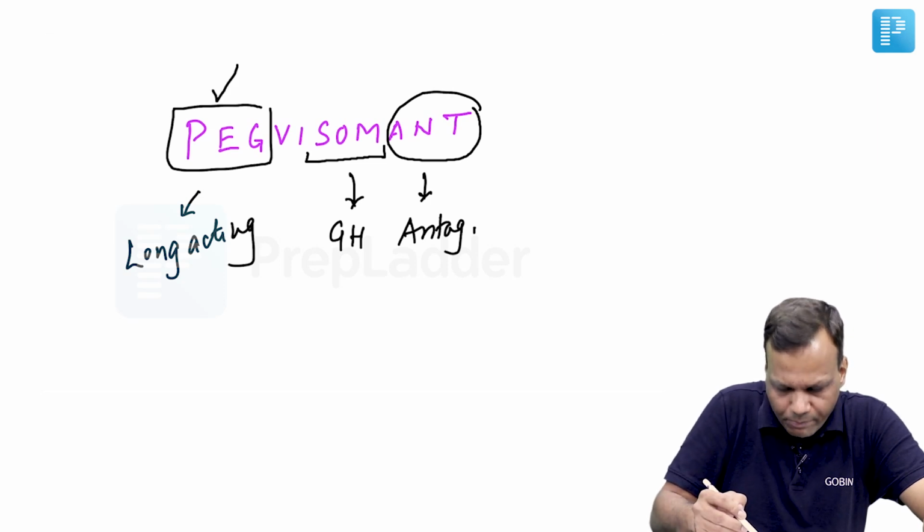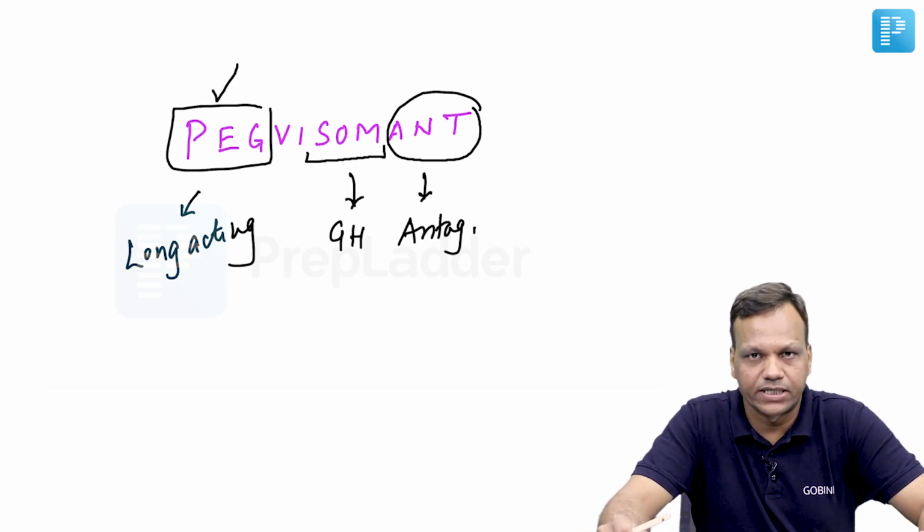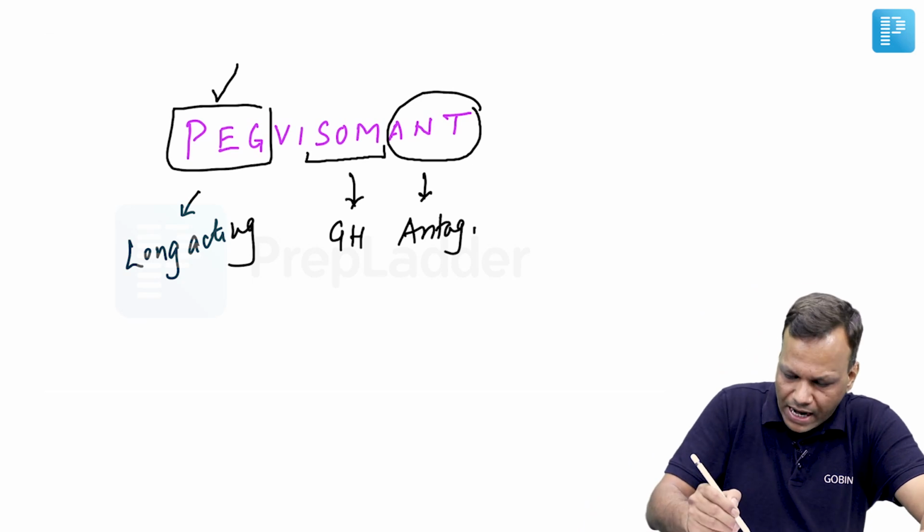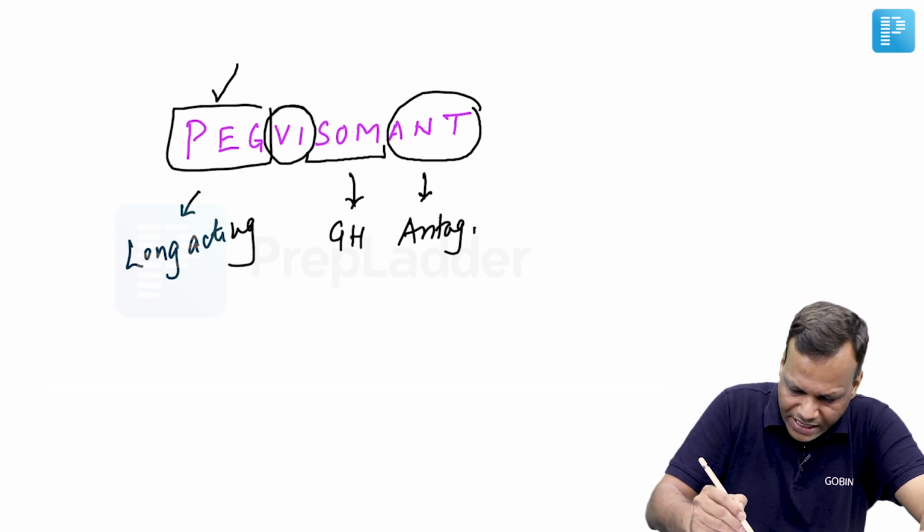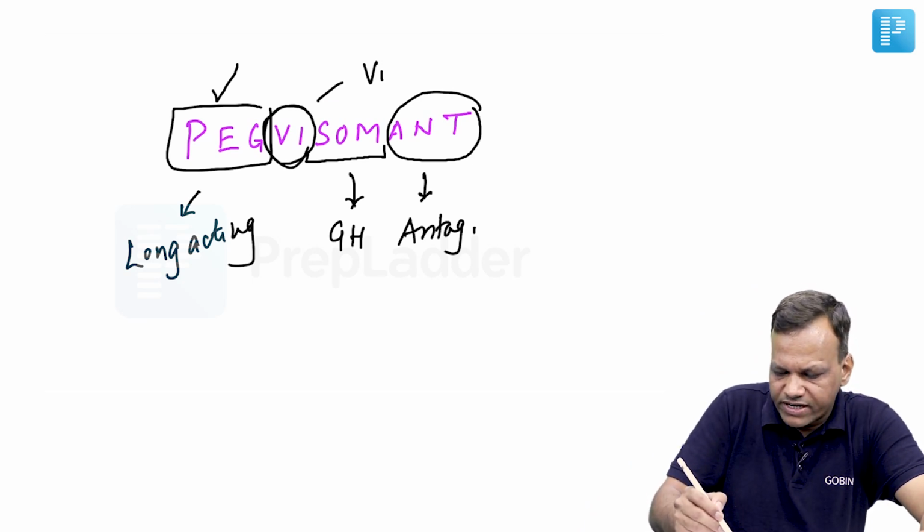In Hindi you can remember, peg laga ke aadmi lamba chalta hai, dawai to chali jayegi. So it is long acting. And the remaining two letters tell the major side effect. It causes visual field defects. The main side effect of pegvisomant is visual field defects.